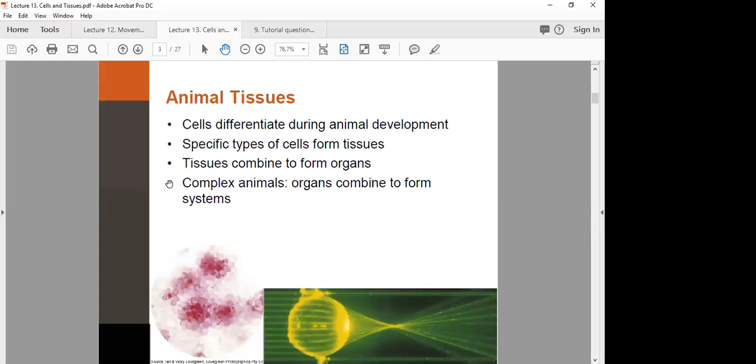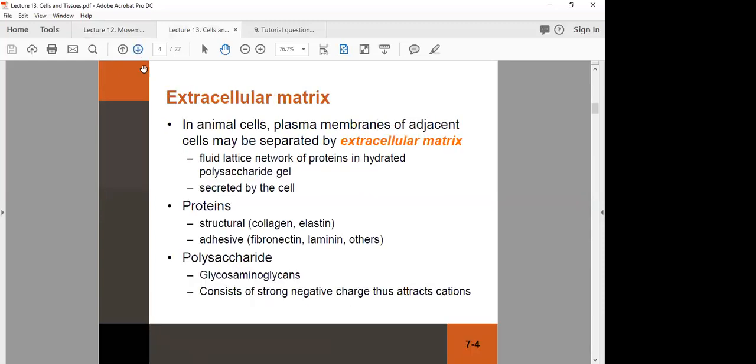So in animals, we can think of the respiratory system or the digestive system. In plants, we can consider the vascular system or the reproductive system.